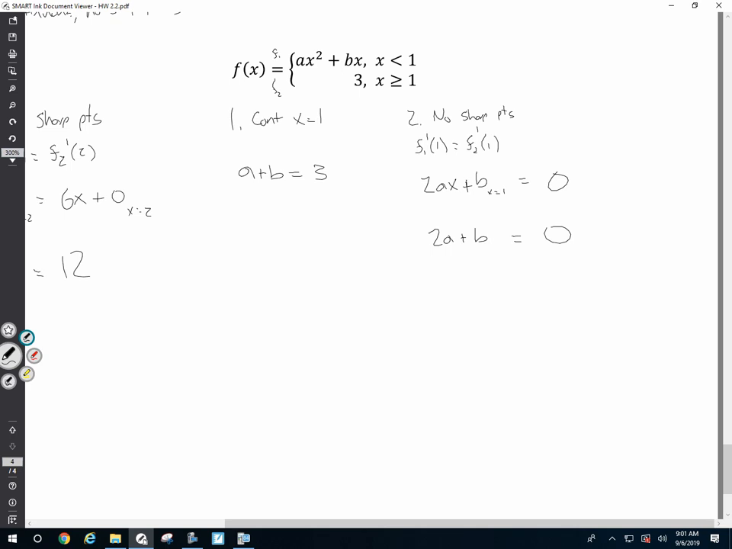I got 2 equations, 2 unknowns. Let's use our friend substitution. b is equal to negative 2a. Solve this for b. Substitute it in. a plus negative 2a equals 3. So negative a equals 3. a equals negative 3. b will equal 6. I want to just check that.